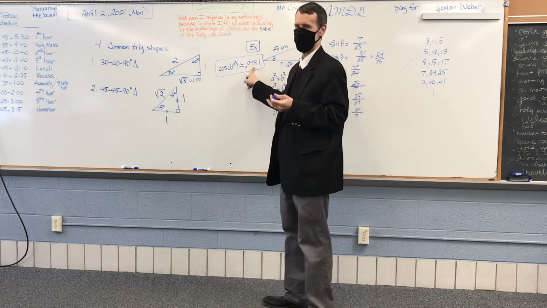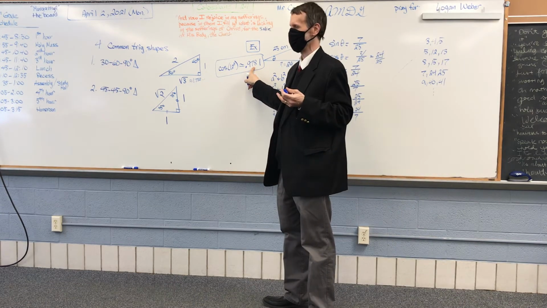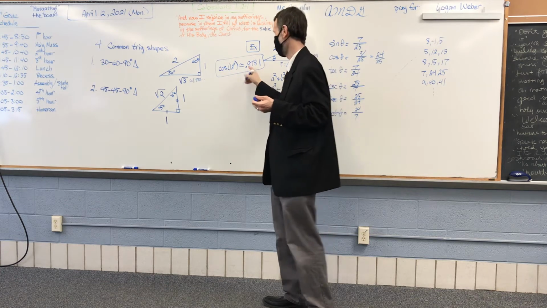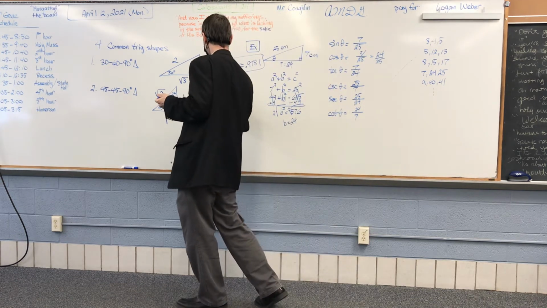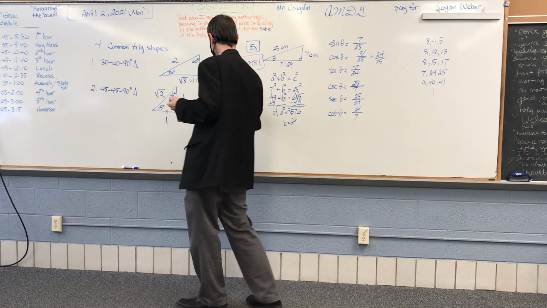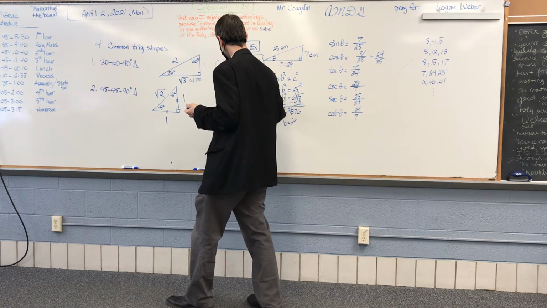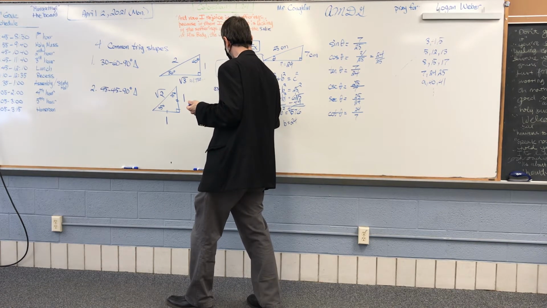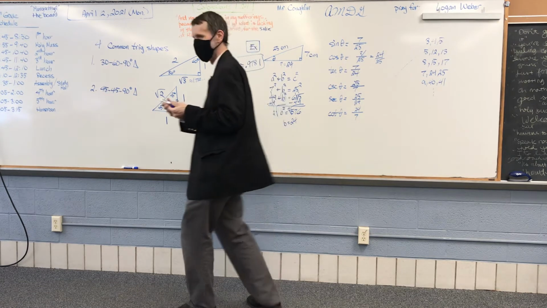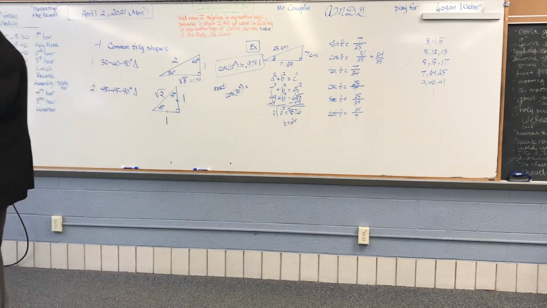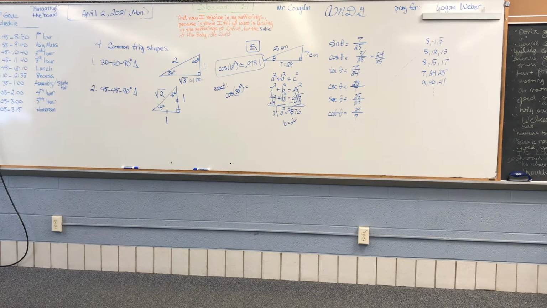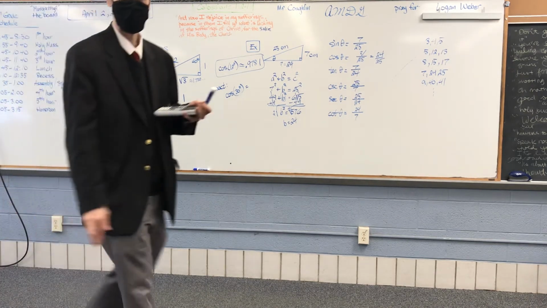Is this an exact answer to this issue? No, it is not. What if I did this? I want an exact answer for the cosine of 30 degrees. Type in cosine of 30 degrees on your calculator. What do you get? 0.8660, blah, blah, blah. Yeah, that's what I got too.